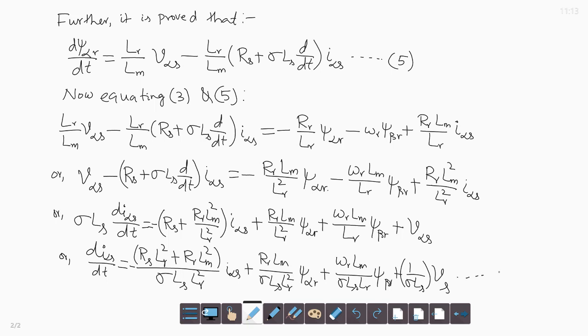Let us number, this is equation number 6. So, in equation 6 we have expressed d I alpha S by dt in terms of I alpha S, psi alpha R, psi beta R and V alpha S. In the same manner we can write an expression for d I beta S by dt. You can derive it with the same procedure for the other pair of equations.